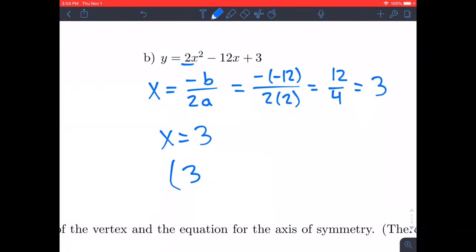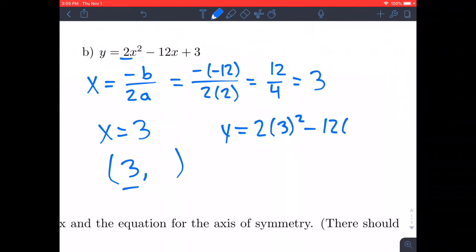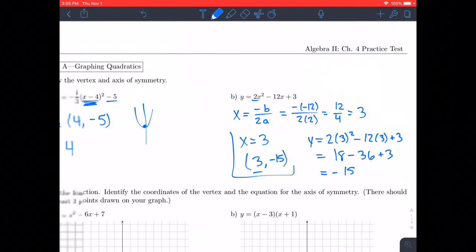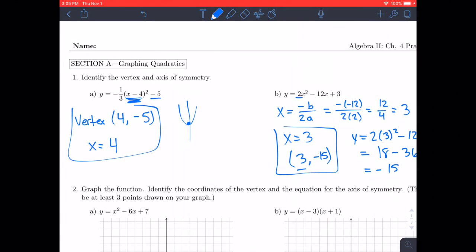So our vertex is at 3 something. How do we find out what that something is? We plug 3 into the equation. So y equals 2 times 3 squared minus 12 times 3 plus 3. Crunch that out, 9, 18, minus 36 plus 3. What's that? Negative 18 plus 3, so negative 15 is our vertex.